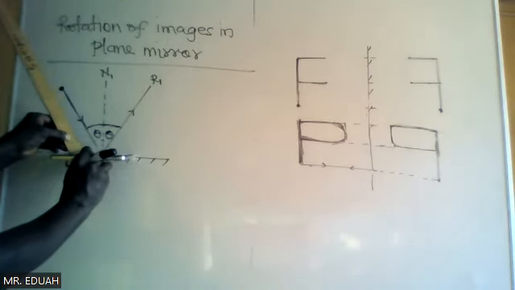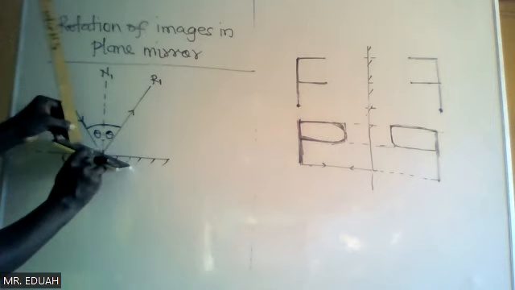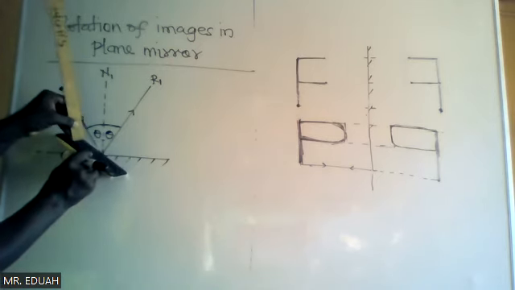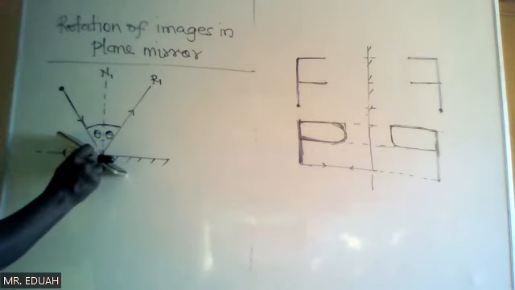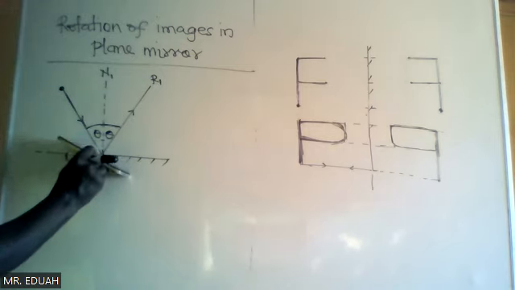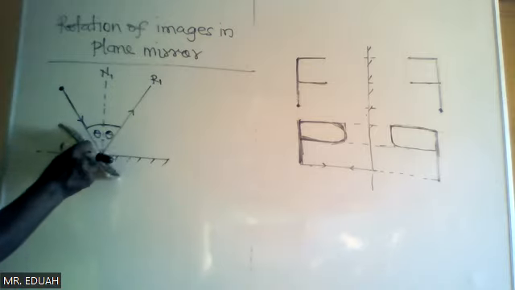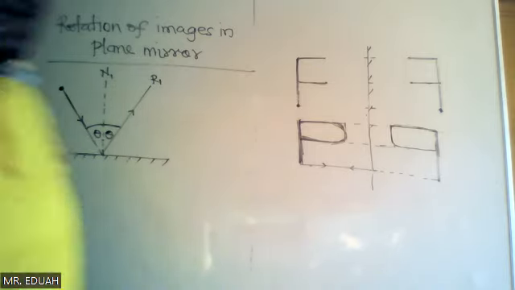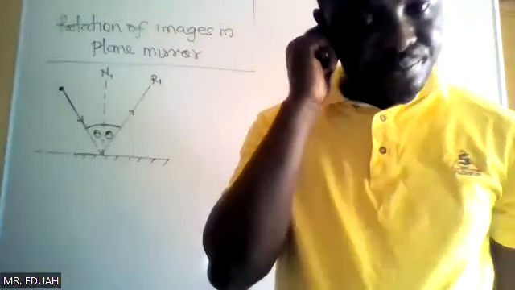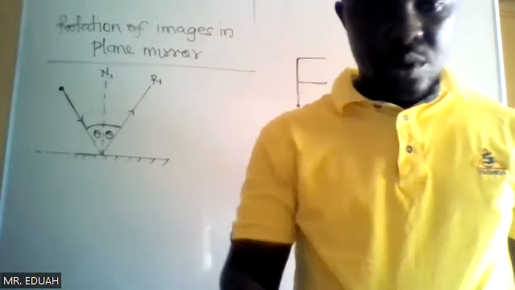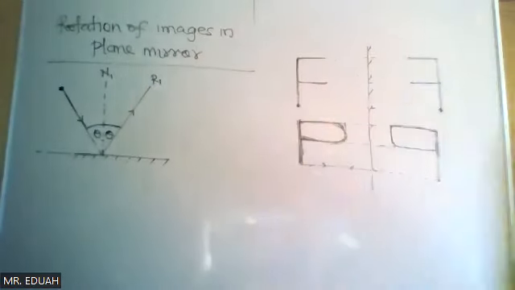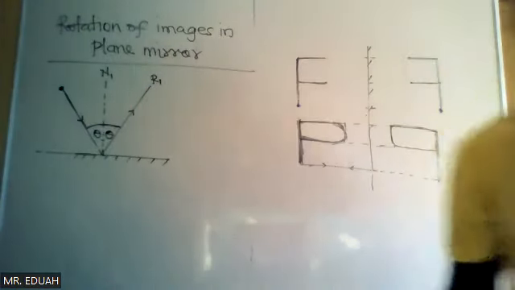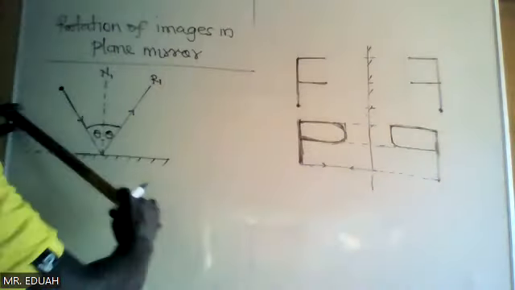Now I decide to rotate the mirror through an angle. When it's like this, I turn the mirror at an angle, either clockwise or anti-clockwise. That's what I mean by rotation of the mirror. Class, are we okay? Yes. Okay. Now I'm rotating the mirror through an angle theta.